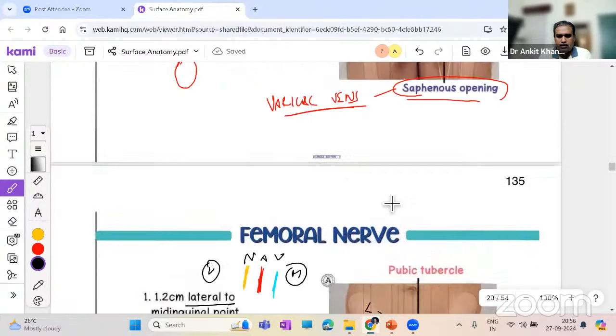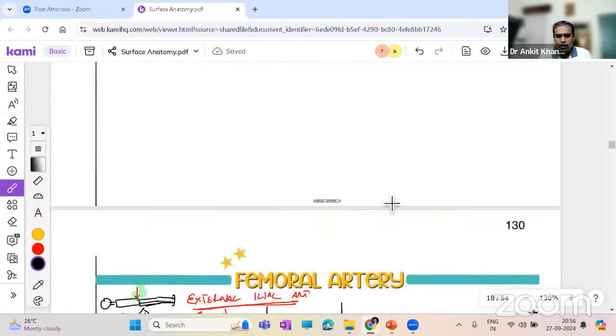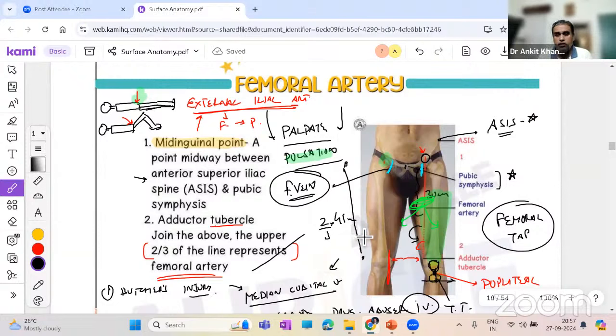So let us recap the whole thing over here. Start with the femoral artery. Understand the applied part. Palpation is very important. Butcher's injury. Okay, any problem over here? So femoral artery, please palpate this artery. We have seen how to palpate it.